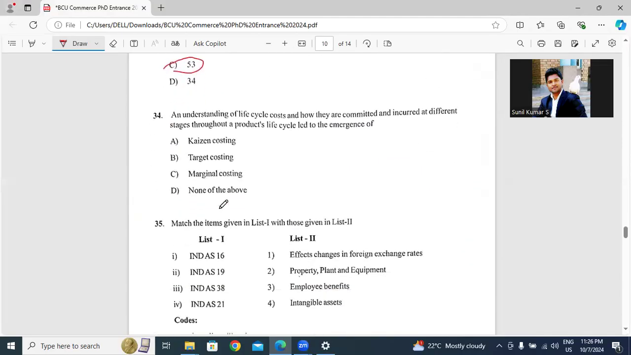Next, an understanding of life cycle cost and how they are committed and incurred at different stages throughout the product's life cycle led to the emergence of. So the answer for this 34th question is nothing but target costing. Target costing is the right answer.